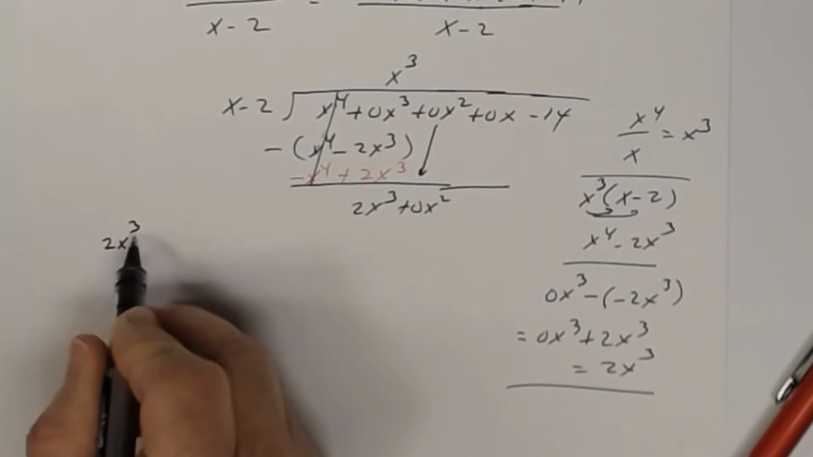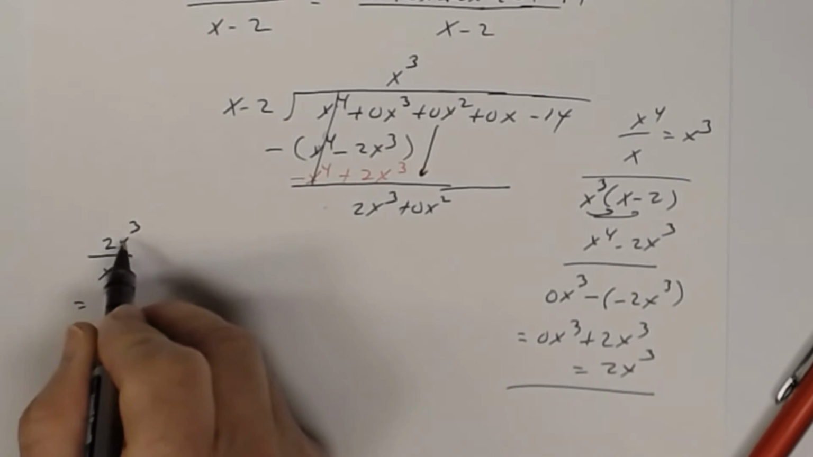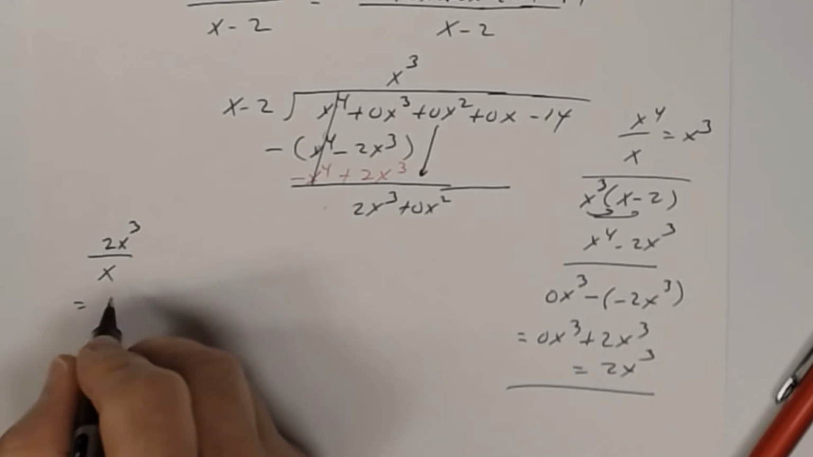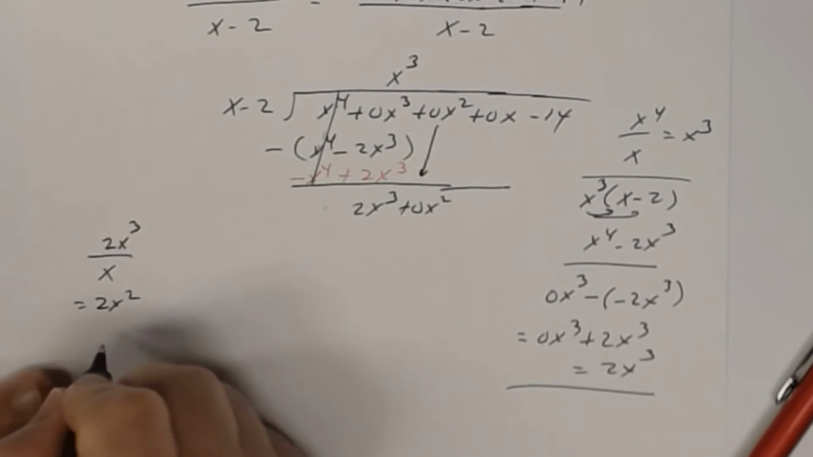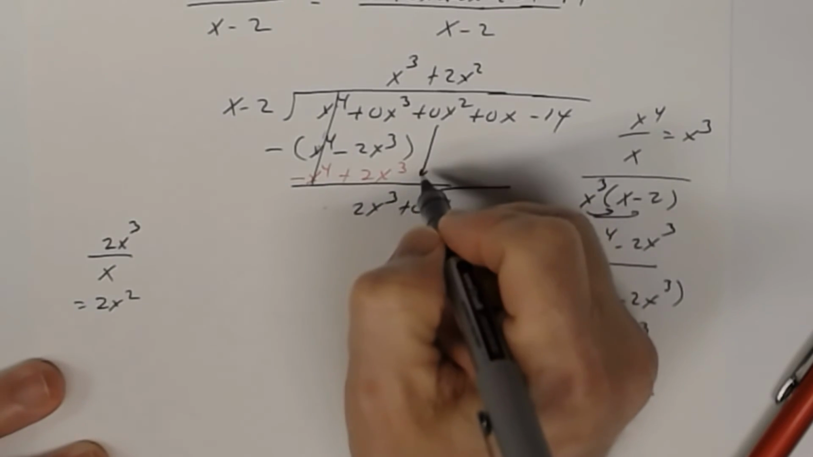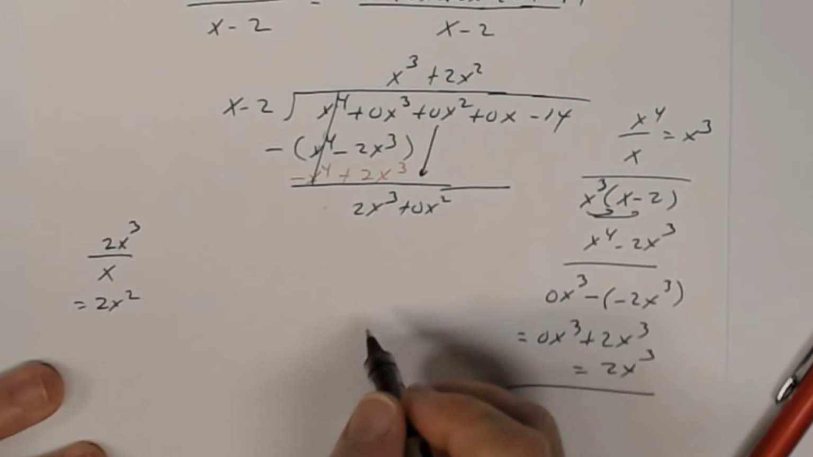So 2x cubed, the first divided by the first, divided by x, gives us, remember, when you divide like bases, you subtract exponents. 3 minus 1 is 2, so you get 2x squared. So put that here, 2x squared. Make sure you align your like terms. That's important. It helps you to organize all of this information.